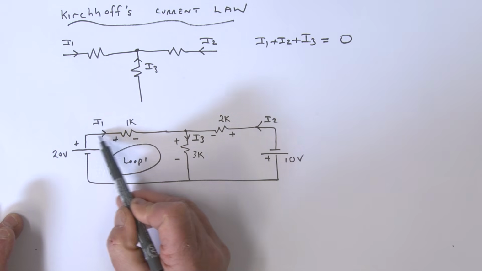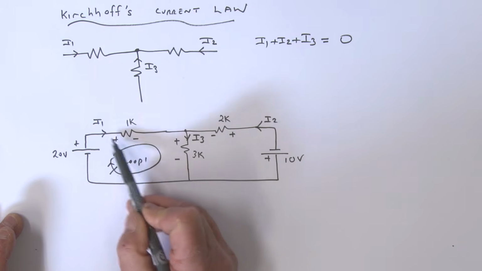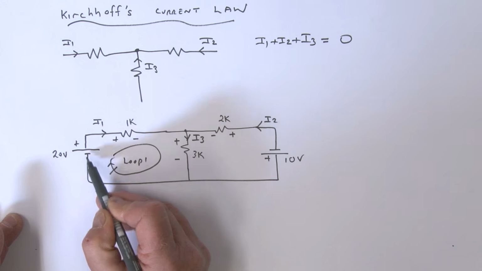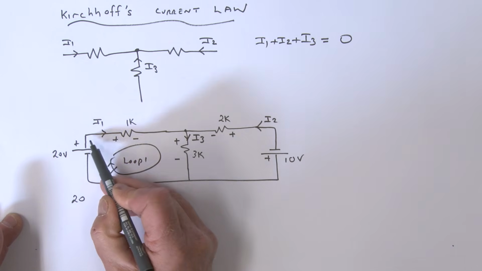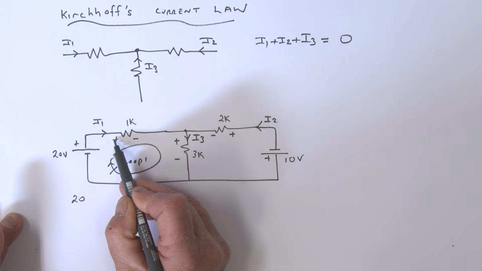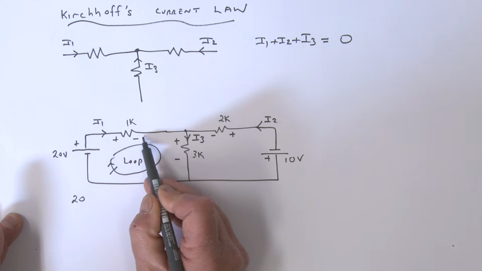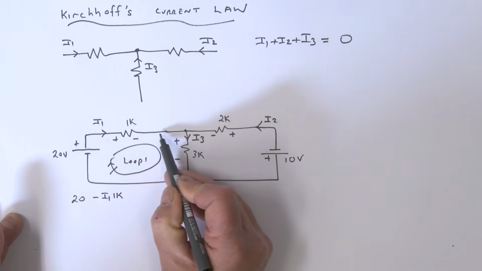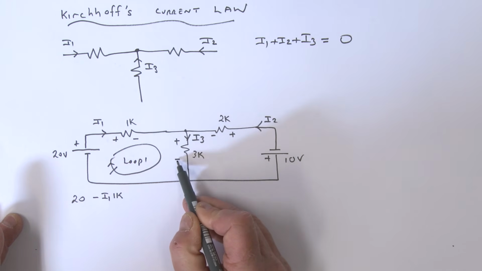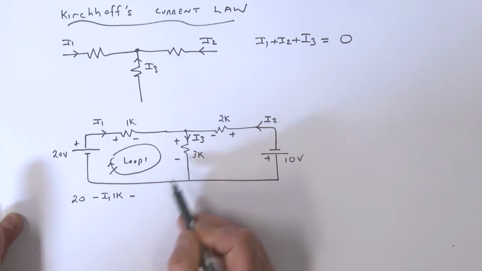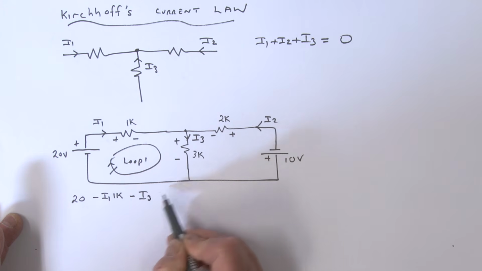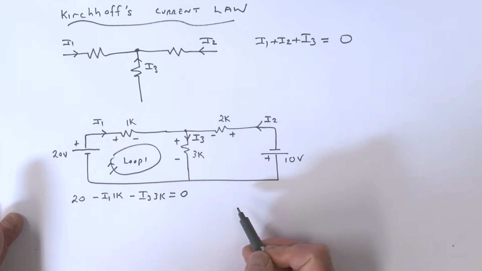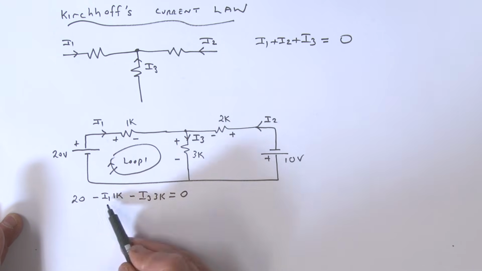I know that voltage: Ohm's law says it's I1 times 1K. So here we go, starting here. What have I got? Going up in voltage, I've got a 20. As I come across here, I'm going from a plus to a minus, I'm dropping in voltage. So that's really a minus I1 times 1K. Continuing on, I'm dropping again, plus to a minus, so that is a minus. This time it's I3 times the 3K. I'm back to the beginning. All of that is equal to 0. That's one equation, 2 unknowns.